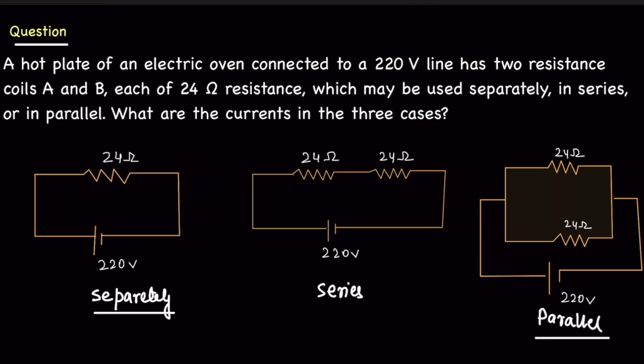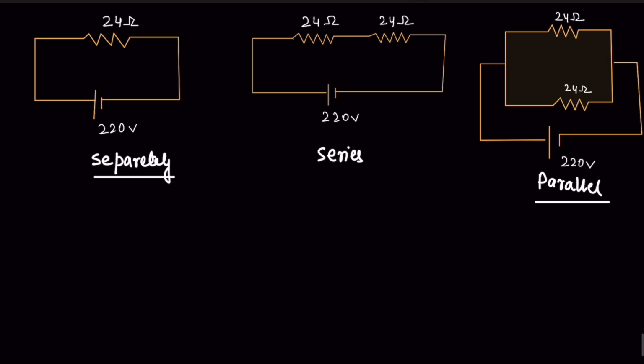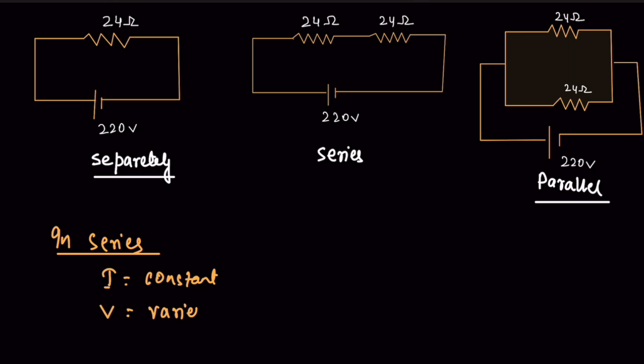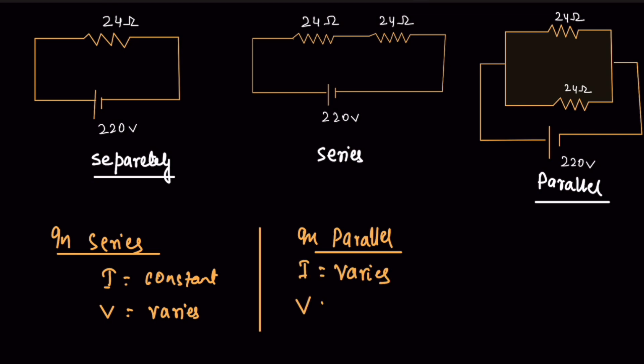So before we solve this question, we need to know that in series, current remains the same or constant, and voltage varies. Similarly, in parallel, current varies and voltage remains the same. So now we are going to use these two relations.